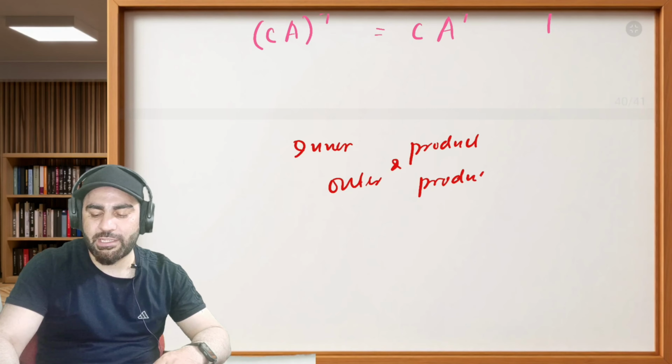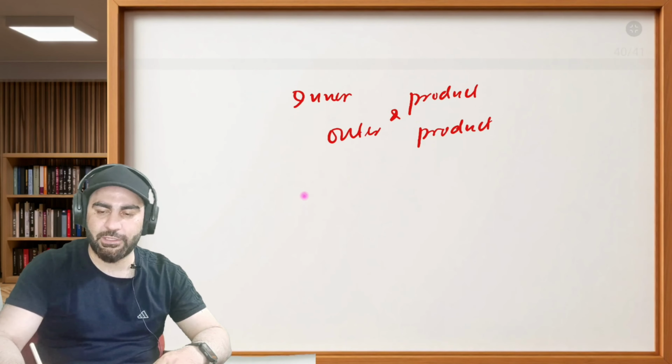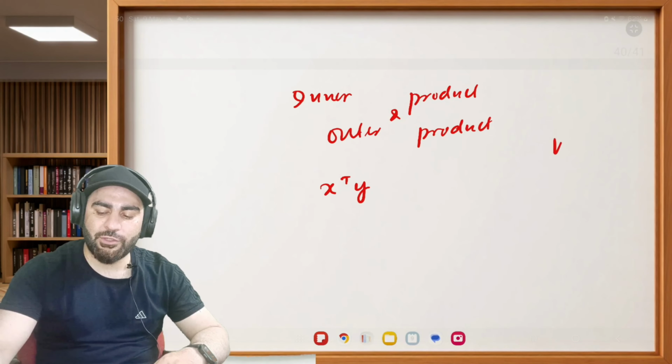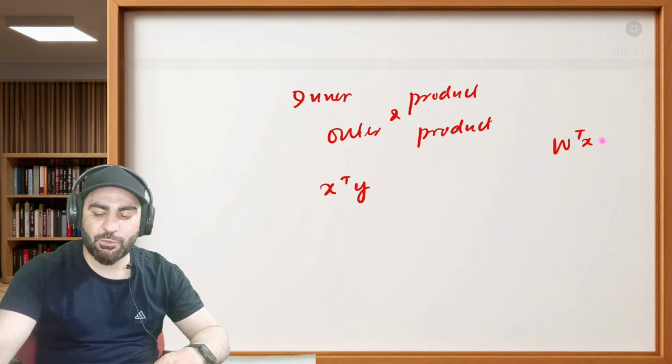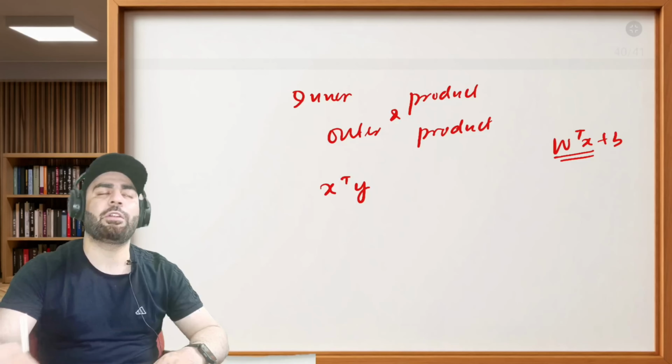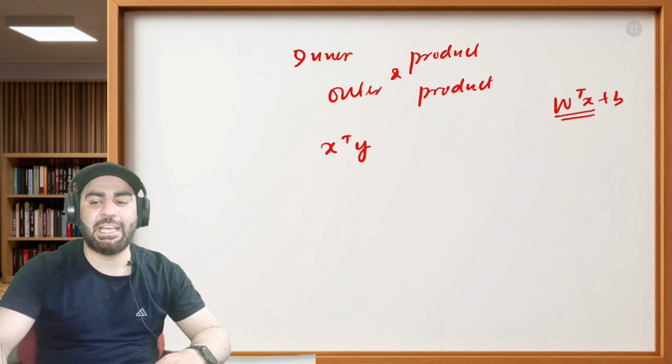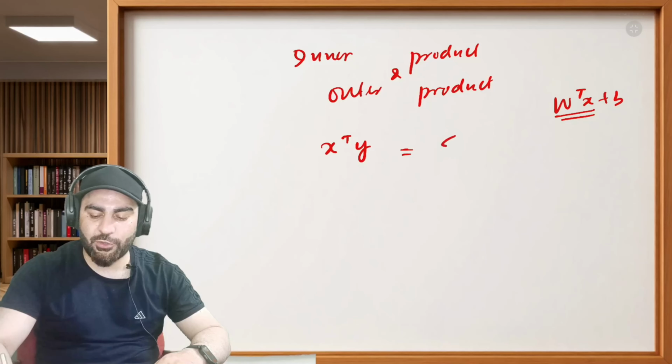So what is an inner product and what is an outer product? Suppose you are performing x transpose y. Usually what you have in a neural network is this operation, W transpose x plus b. You always perform this. If you have this operation, you get a scalar as an output. This can be written as the summation of xi yi.